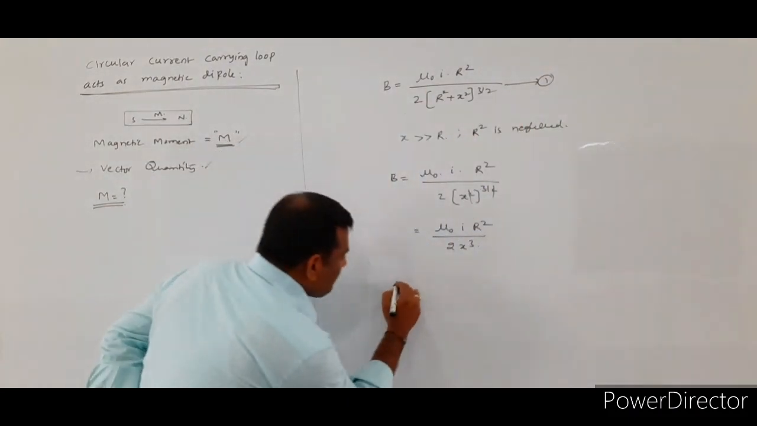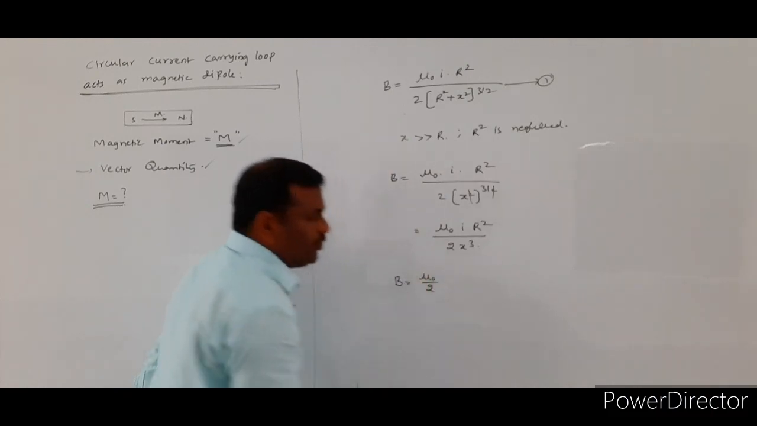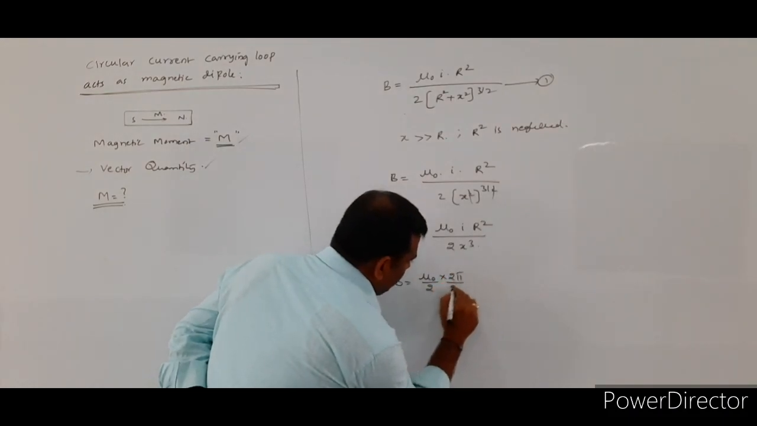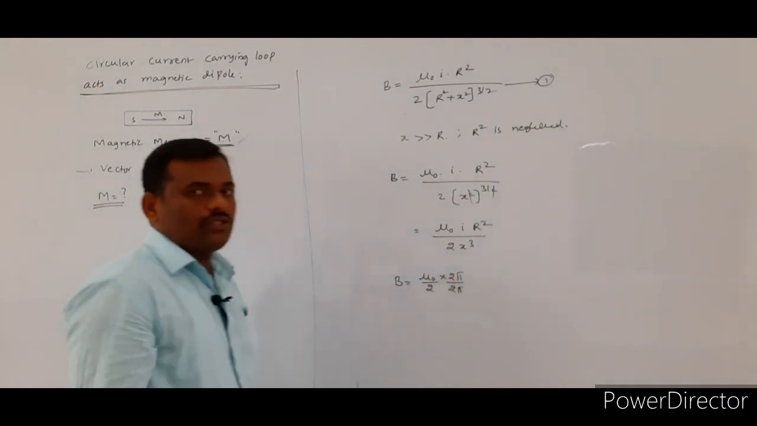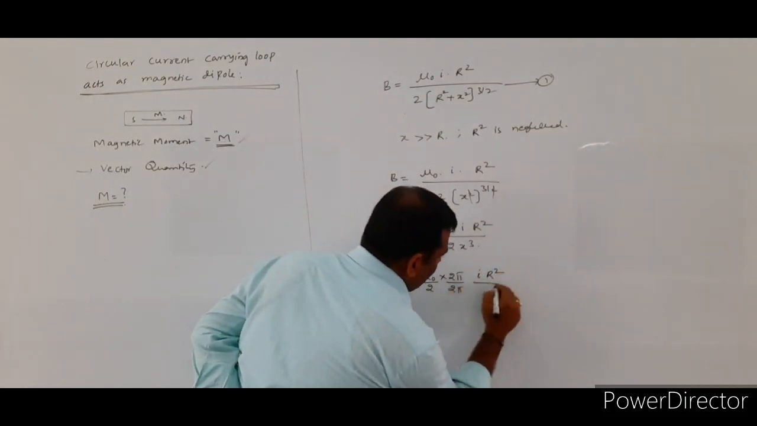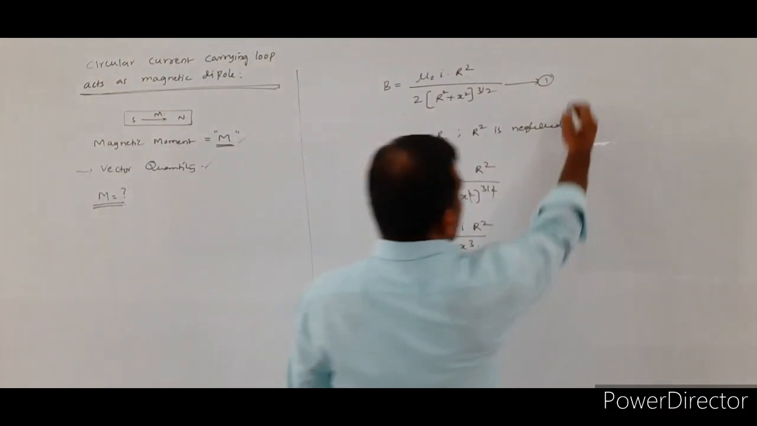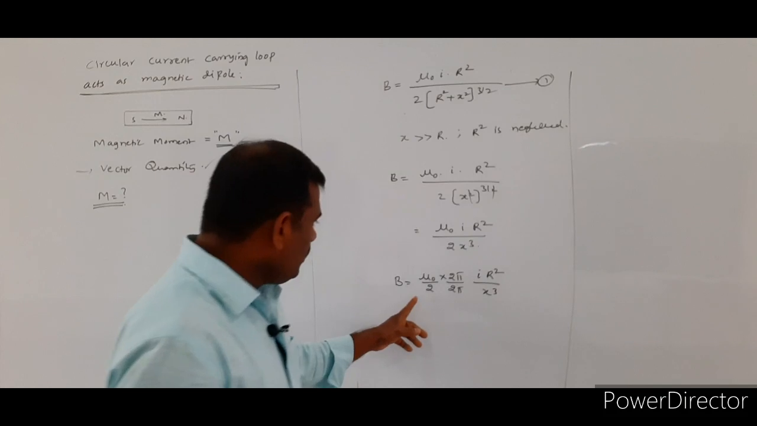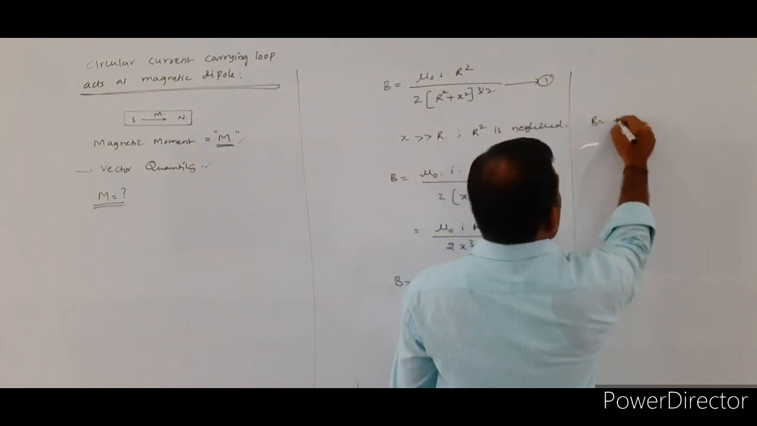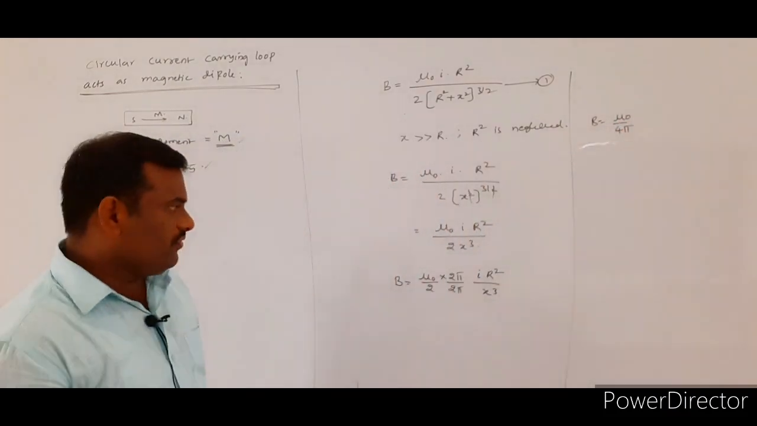So this will be modified as mu naught by 2, multiplying with 2 pi and dividing with 2 pi, into I into r square by x cube. If you simplify this one, 2 into 2 pi is 4 pi. So B is equal to mu naught by 4 pi.